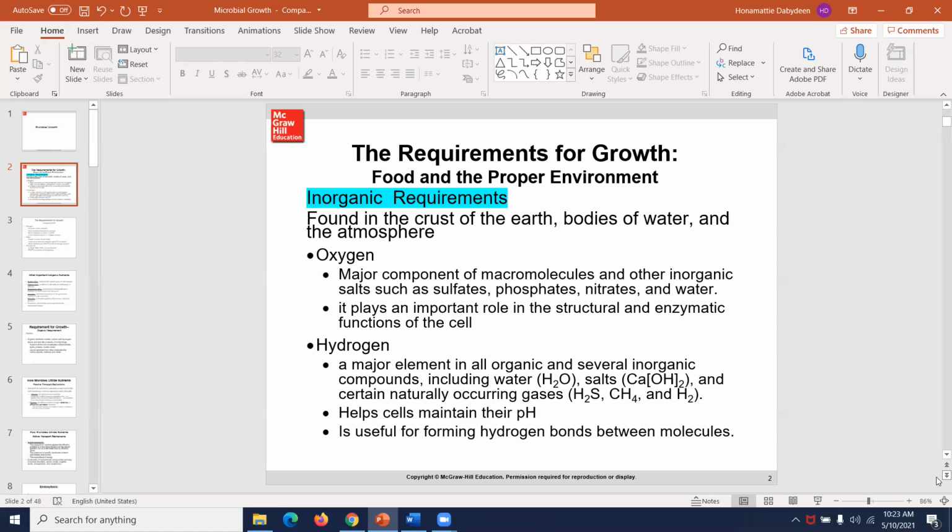Hydrogen, a major element in all of our organic and several inorganic compounds. We talked about the water, the salts, certain naturally occurring gases like hydrogen sulfide, methane, hydrogen gas. And it is the hydrogen that helps to maintain pH. It is very useful in forming hydrogen bonds between molecules.